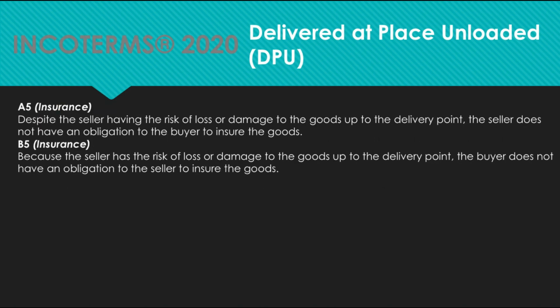A5. Insurance. Despite the seller having the risk of loss or damage to the goods up to the delivery point, the seller does not have an obligation to the buyer to insure the goods. B5. Insurance. Because the seller has the risk of loss or damage to the goods up to the delivery point, the buyer does not have an obligation to the seller to insure the goods.